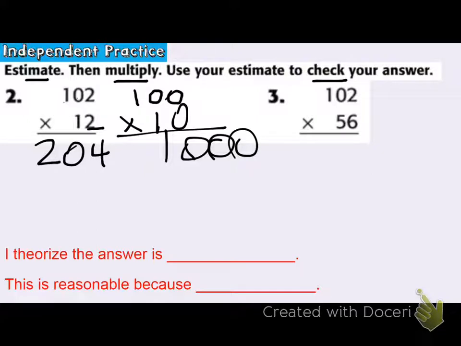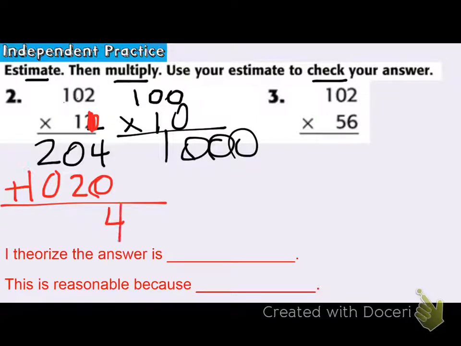In order to multiply by the tens place, I'm going to cross off the 2 and add a 0. And now I can go ahead and multiply 1 times 2 is 2. 1 times 0 is 0. 1 times 1 is 1. If I add all those values together, then I get 1,224, which is really close to my estimation. So I know it's reasonable.